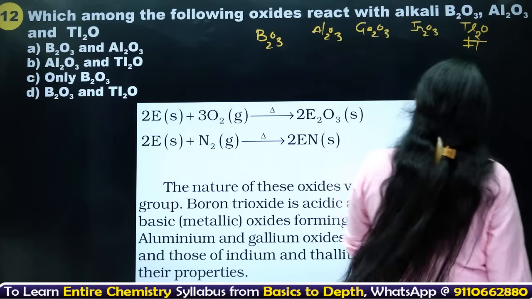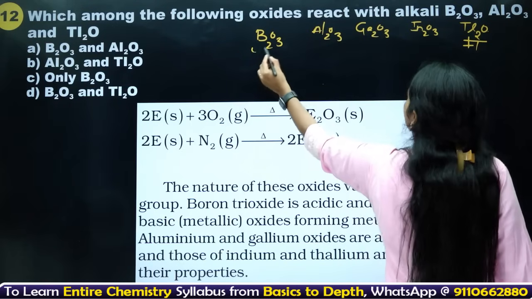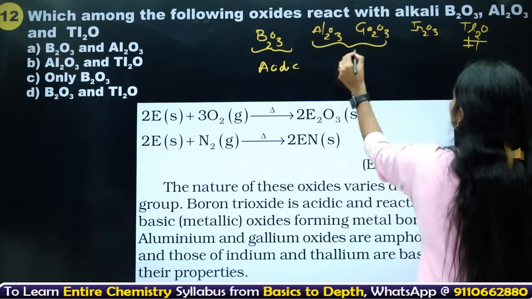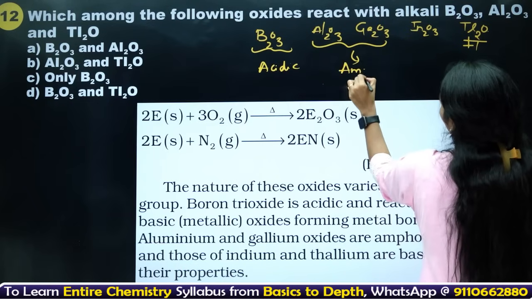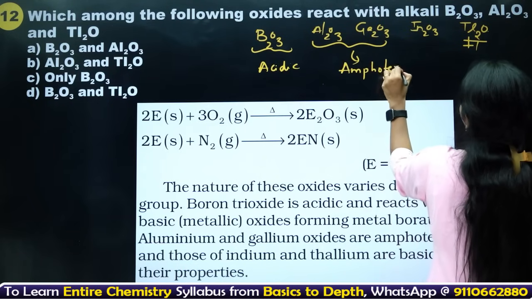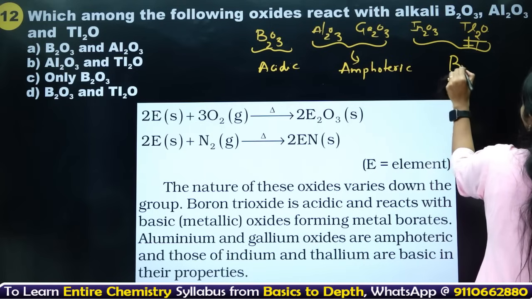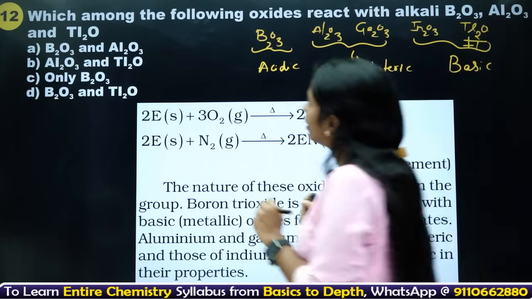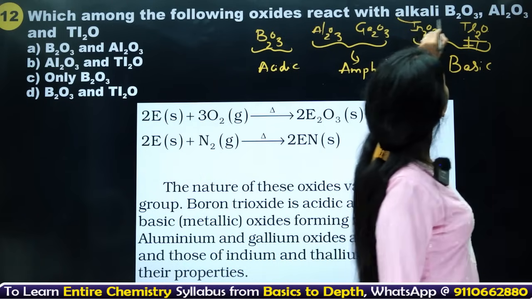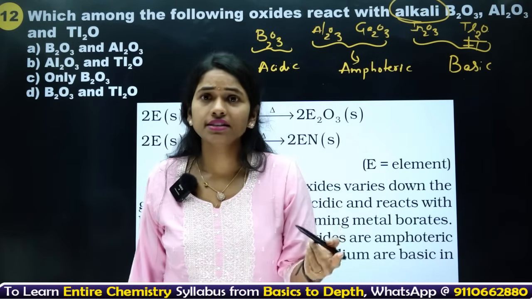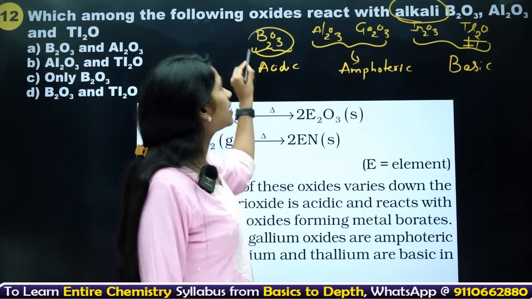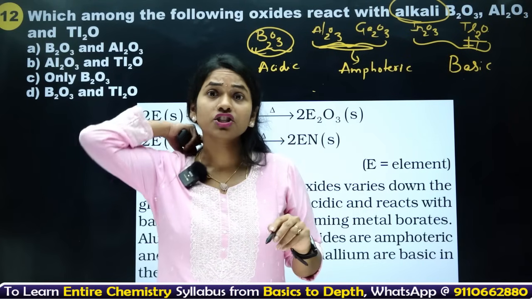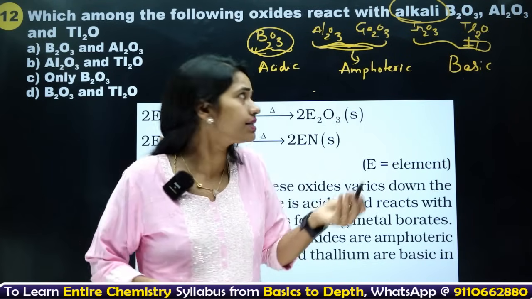In all of these, this is acidic, this is amphoteric, and these are basic. So acidic, amphoteric and basic. They are asking which one will react with the base. To react with the base, it should be acidic in nature. So which is acidic? B2O3 is acidic and these two are amphoteric. Amphoteric means it reacts with both acids as well as bases.